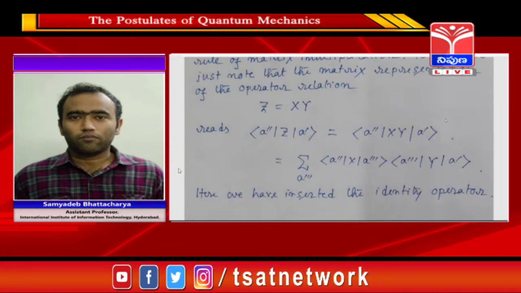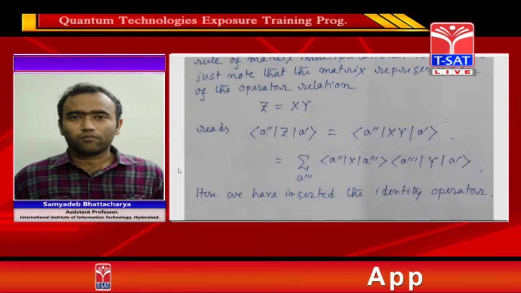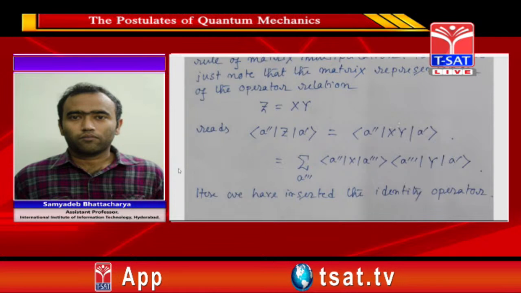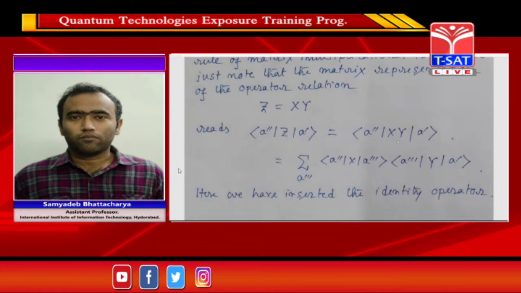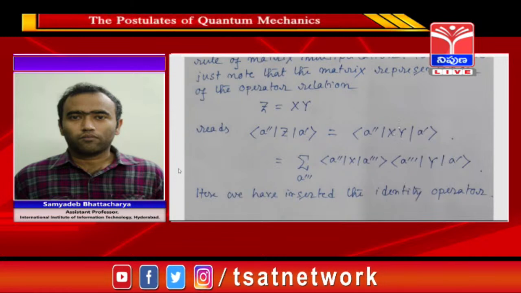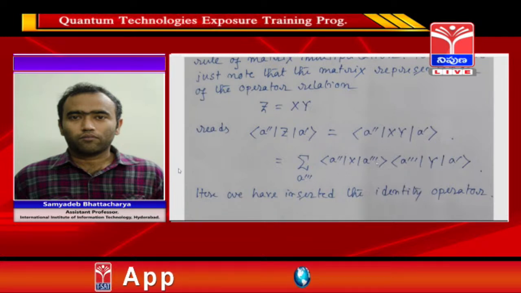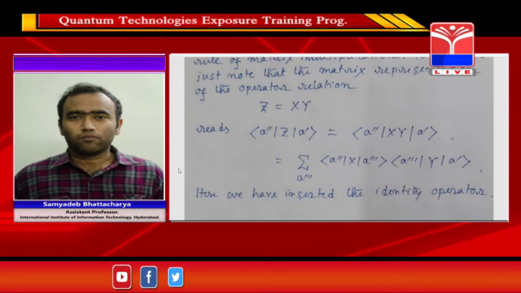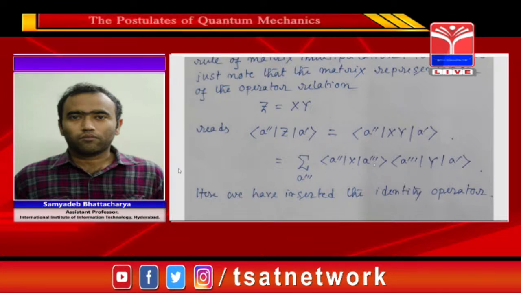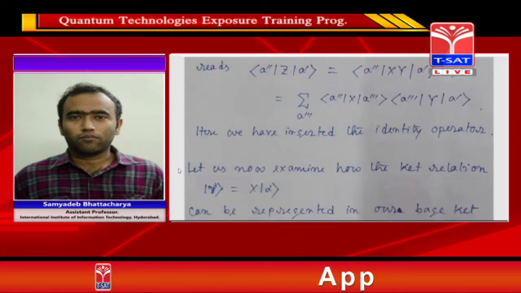Now we again use this very useful completeness condition. So between X and Y, we can insert an identity matrix I. That identity matrix I can be further expressed as a sum over A triple prime of the outer product A triple prime, A triple prime. So therefore, this now becomes sum over A triple prime, A double prime, X, A triple prime, Y, A prime.